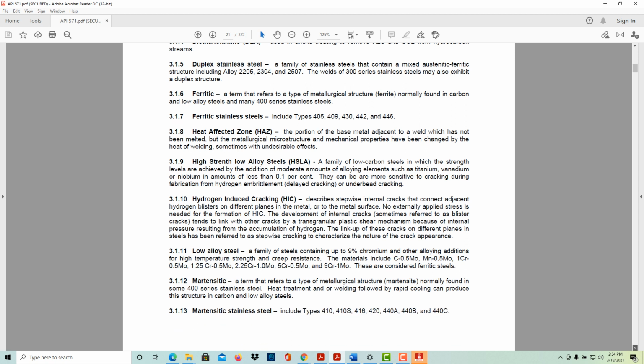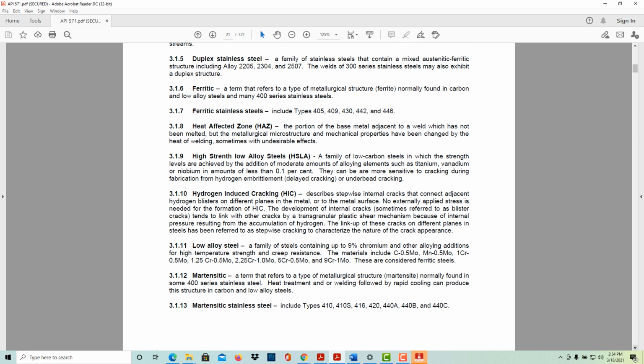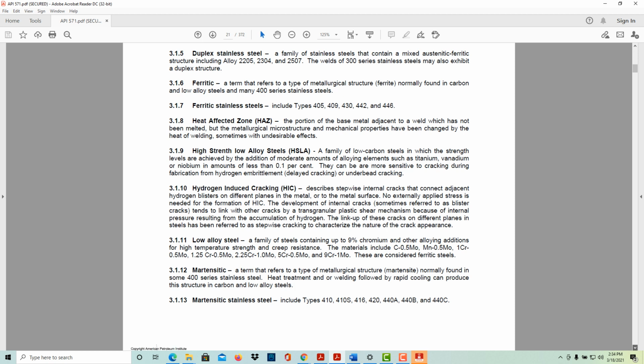Ferritic, a term that refers to a type of metallurgical structure, ferrite, normally found in carbon and low alloy steels and many 400 series stainless steels. Ferritic stainless steels include types 405, 409, 430, 442, and 446. Heat affected zone, the portion of the base metal adjacent to a weld which has not been melted, but the metallurgical microstructure and mechanical properties have been changed by the heat of welding, sometimes with undesirable effects.